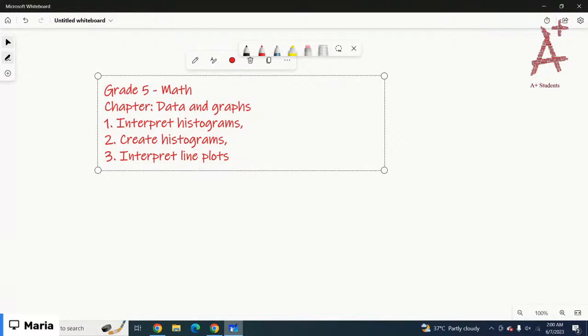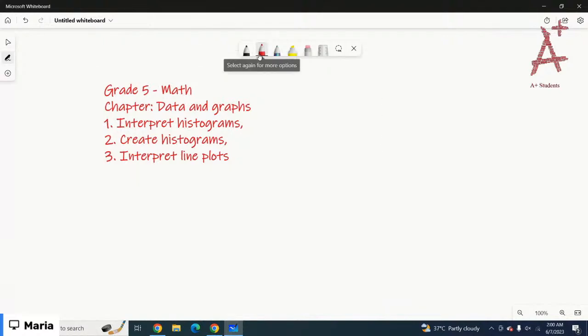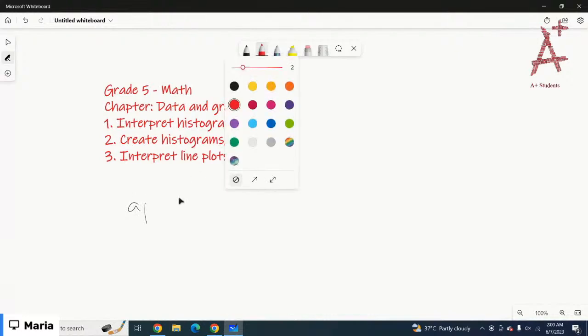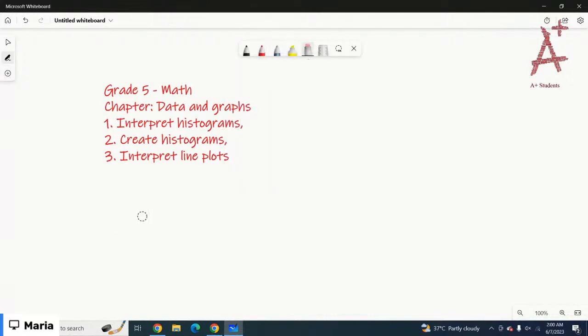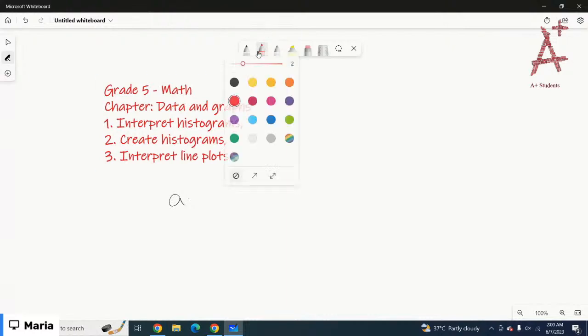We are here for grade 5 math. You can find all the lessons on aplusstudents.com. You have to log in there using your email address and password provided by the administrator.